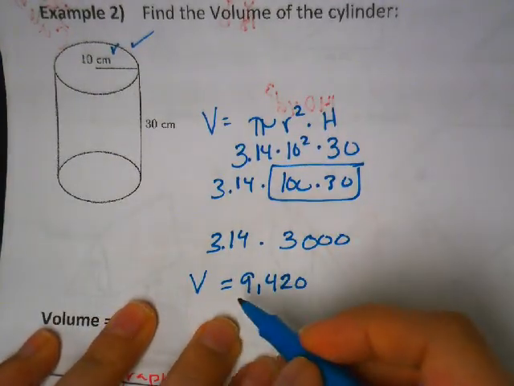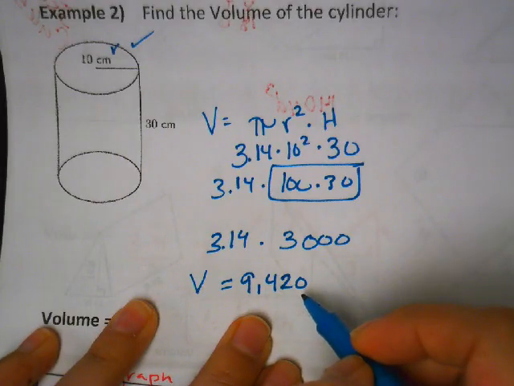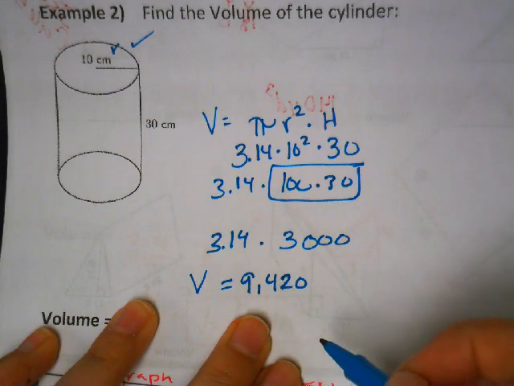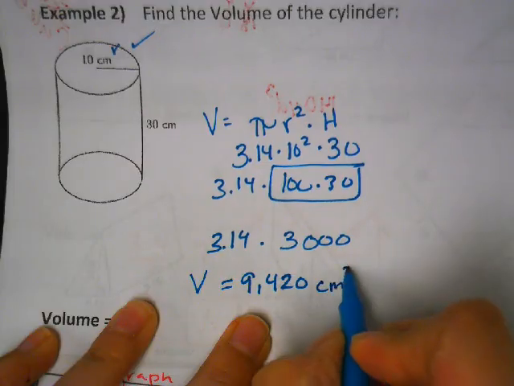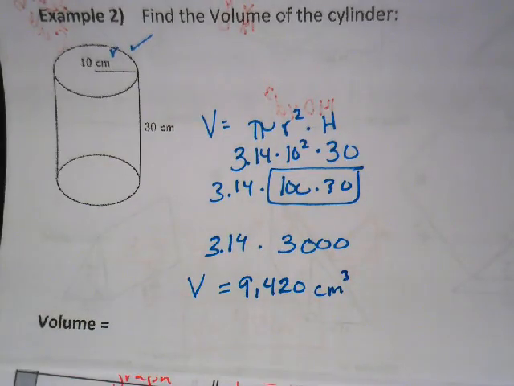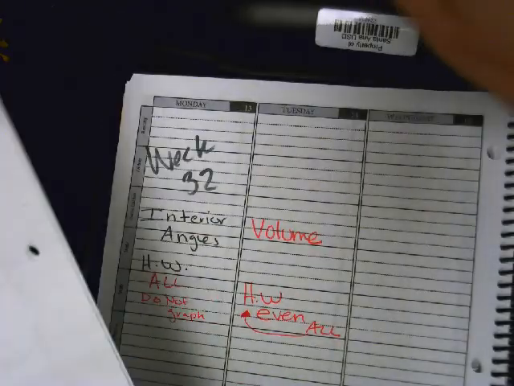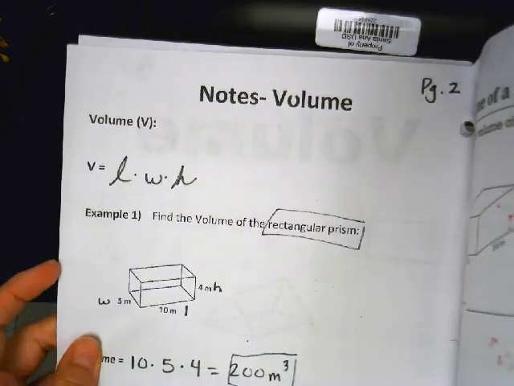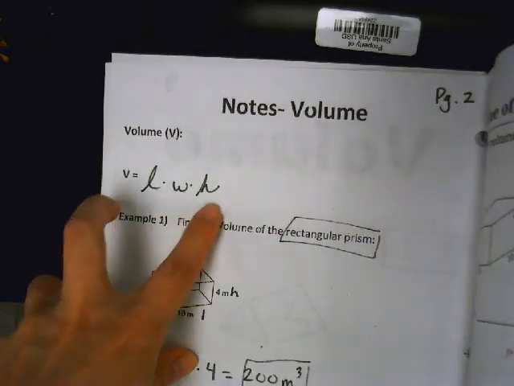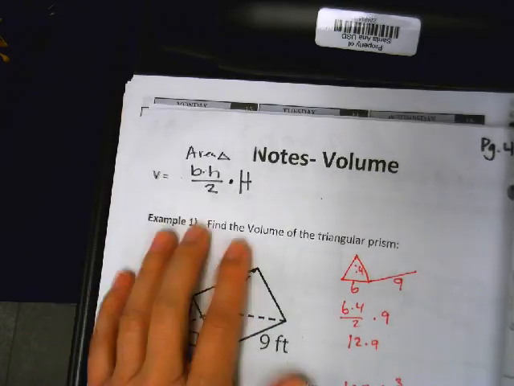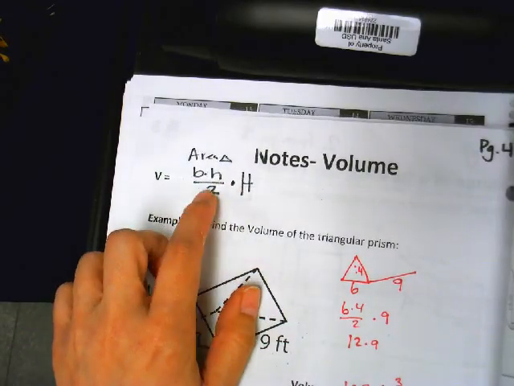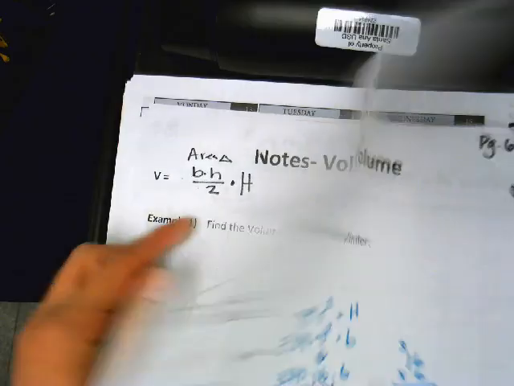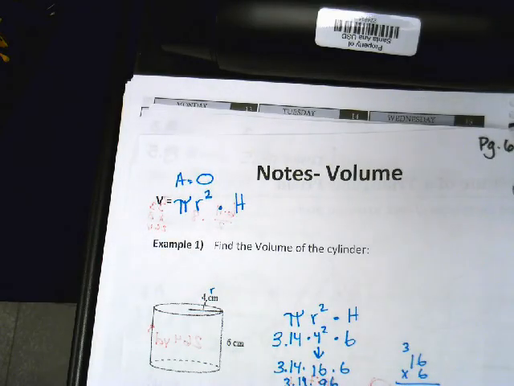Okay, volume is 9,420, and then what are my units? Centimeters cubed. All right, are we okay? So there are 3 types of volume in 7th grade. The first is the rectangular prism, which is the easiest one: length times width times height. The next one, which I think you learned in 6th grade, is base times side divided by 2 times your height. And then the hardest one is pi r squared times your height.